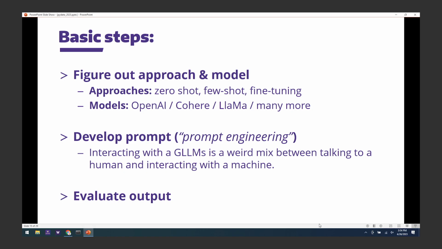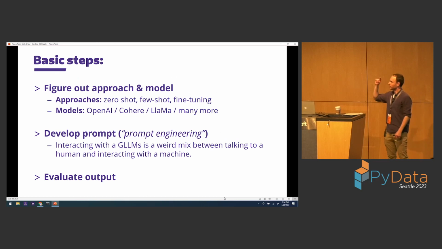Then we'll develop our prompt. We somehow tell it what we want it to do. We give it some instruction, we give it the text, and we ask it to go do this thing. I have a lot of resources on prompt engineering, all on the GitHub page, but the high-level takeaway is that interacting with these models is a weird mix of talking to a person and talking to a machine.